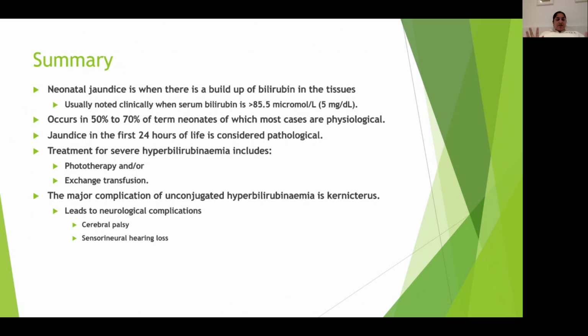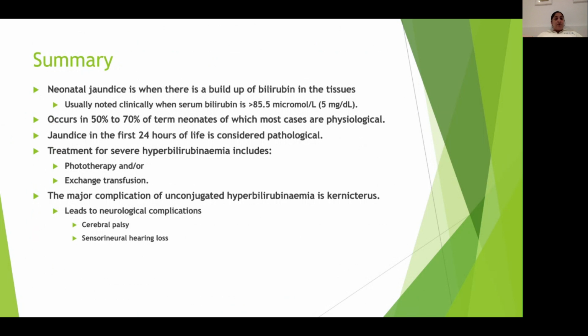So to summarize what we've talked about: neonatal jaundice is when there's a buildup of bilirubin in the tissues, and I've put a level here of 85.5, but I think it varies amongst gestation and different charts. It occurs in 50 to 70% of term neonates, and most of these cases are physiological. Jaundice within the first 24 hours of life is considered pathological. The treatment for severe hyperbilirubinemia is phototherapy, but you can also do exchange transfusion.